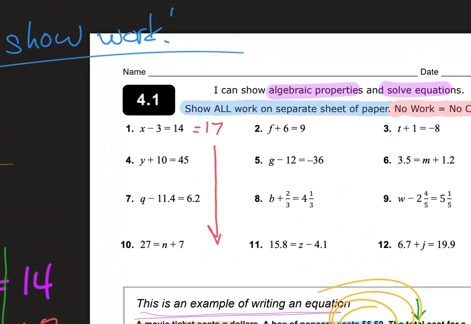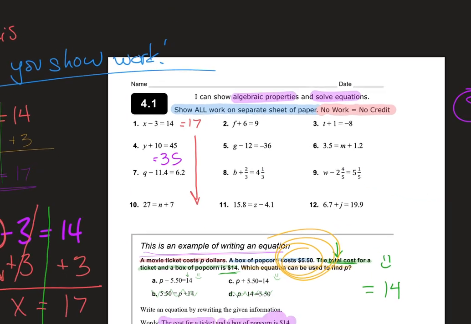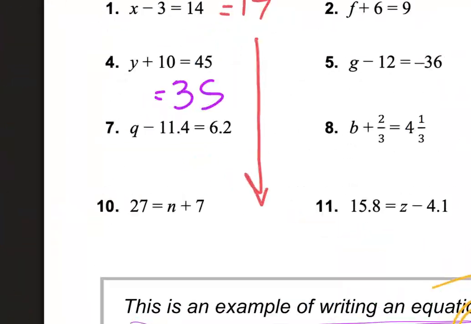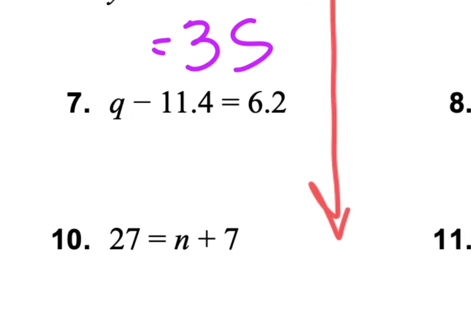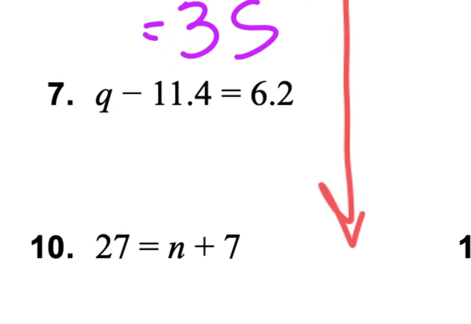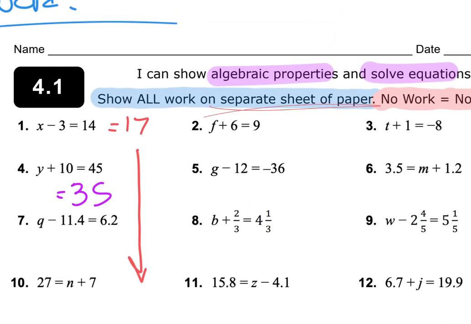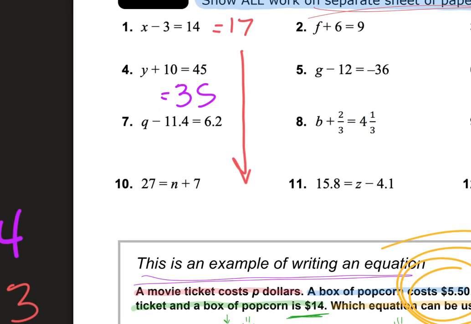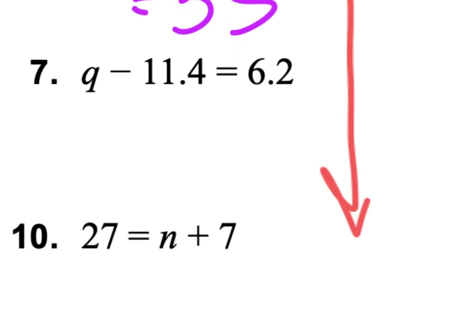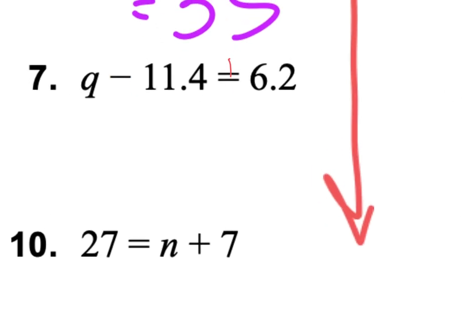Number 11 is, number 4. I don't know why I said 11. Q minus 11.4. Now we are here. You know what? I'm going to zoom in here. I have the ability to zoom in. And I know that I told you to do this on a separate sheet of paper. It's because I want you to have enough room. While there is some room here, there's not enough room, okay?